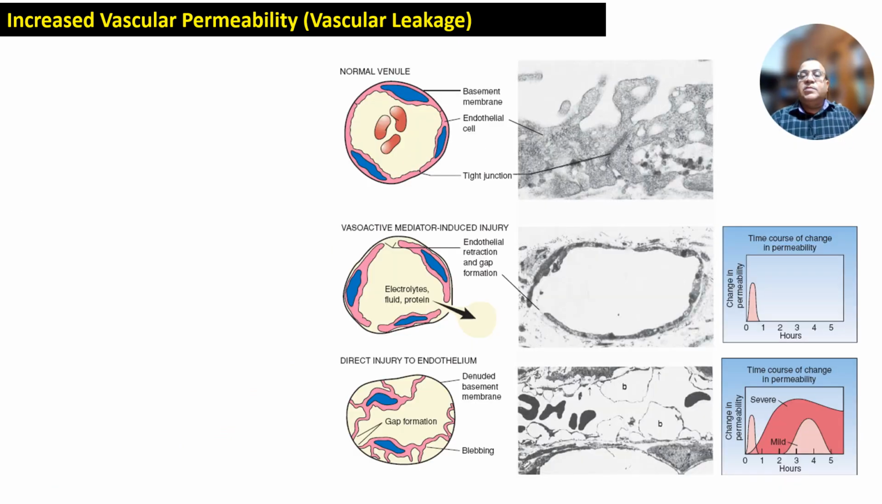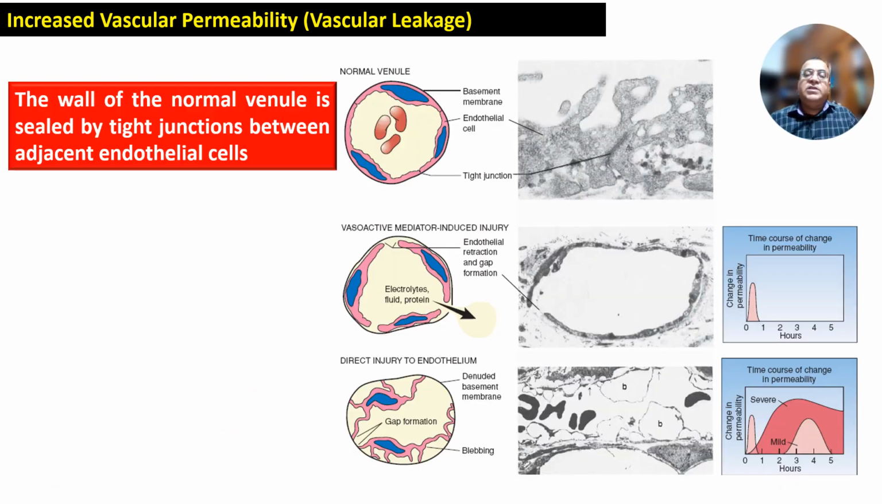This picture is summarizing the events we have just discussed. Normally the vessel wall or the normal venule is sealed by tight junctions that do not allow any leakage of the fluid outside. There are tight junctions that do not allow any of the fluid or cells to move out of this area.